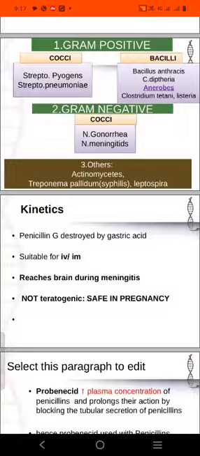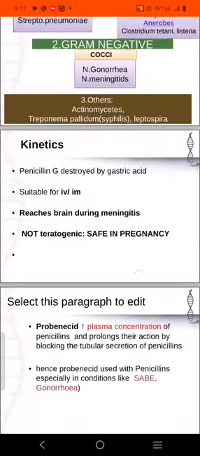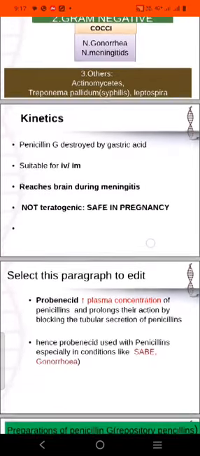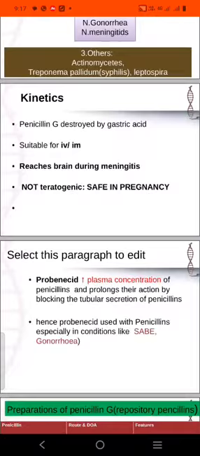If we see the pharmacokinetics, penicillin G is destroyed by gastric acid. So normally it is given by intravenous or intramuscular injection. It reaches the brain during meningitis. It is a non-teratogenic drug, so it is safe in pregnancy. It is excreted unchanged through the urine by tubular secretion. So what do you mean by this tubular secretion?